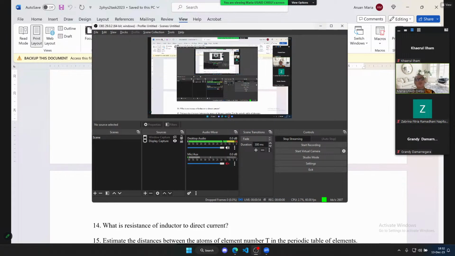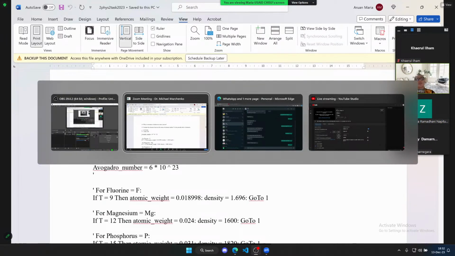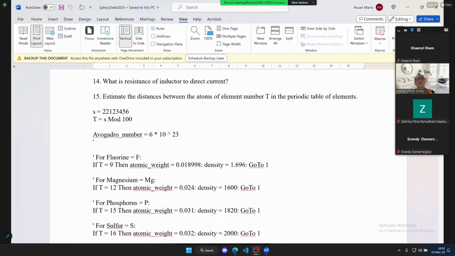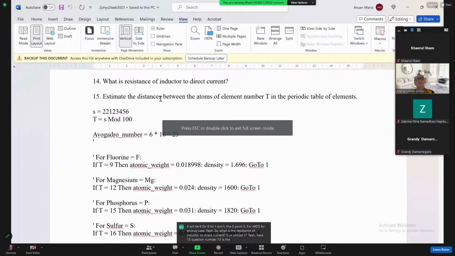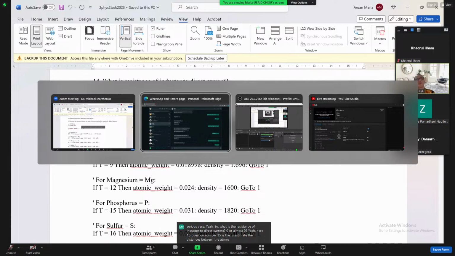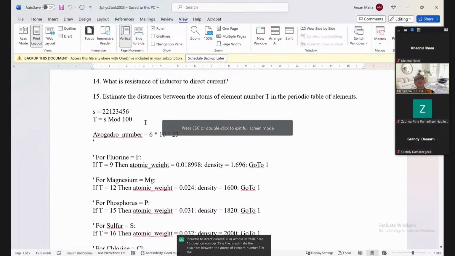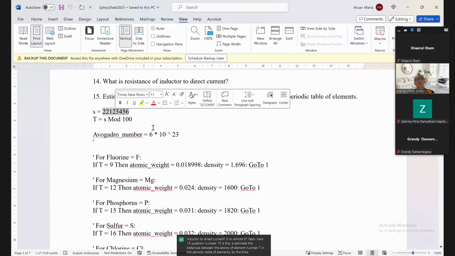So what is the resistance of inductor to direct current? 0 or almost 0. Yeah, here 15, question number 15: estimate the distances between the atoms of element number T in the periodic table of elements. So type your student number here.